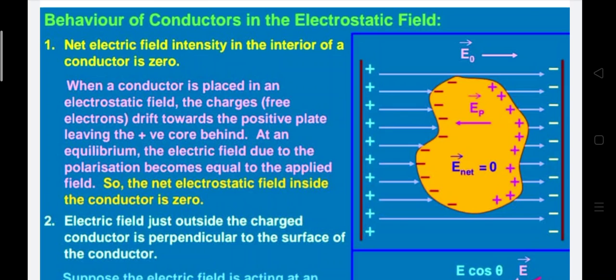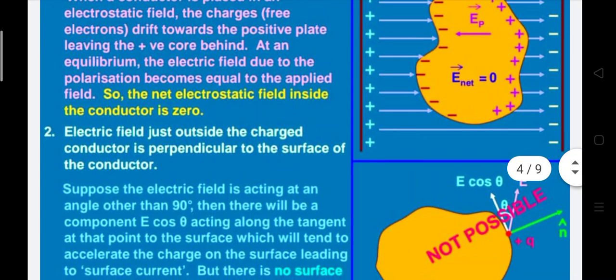Electric field just outside the charged conductor. The electric field outside the conductor is always perpendicular to the surface of the conductor. That is a very important point. The electric field is always perpendicular to the surface of a conductor.